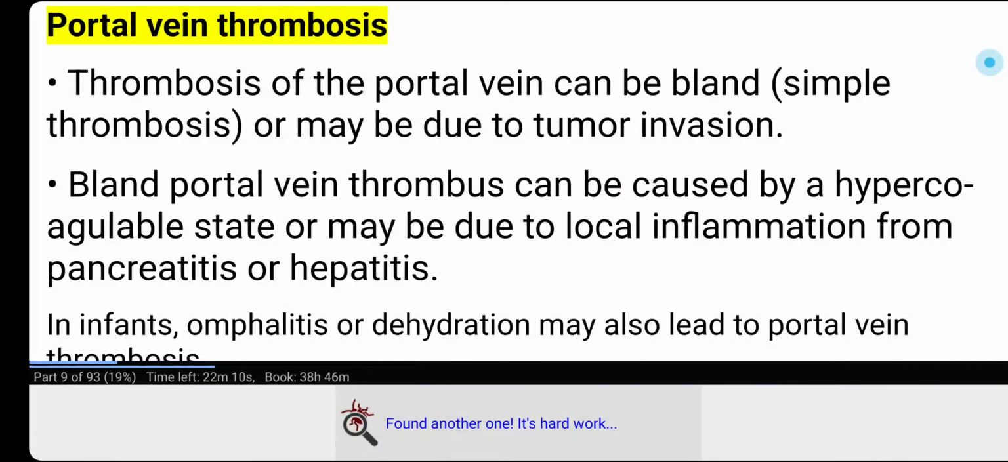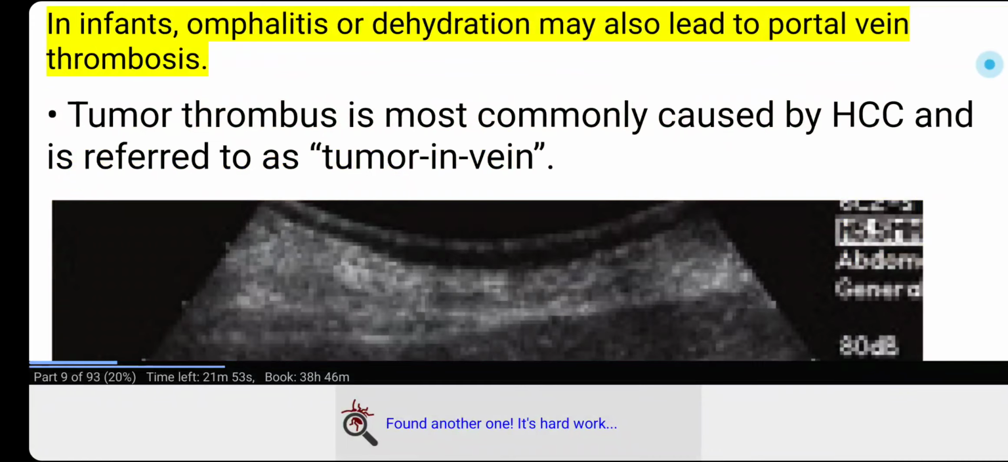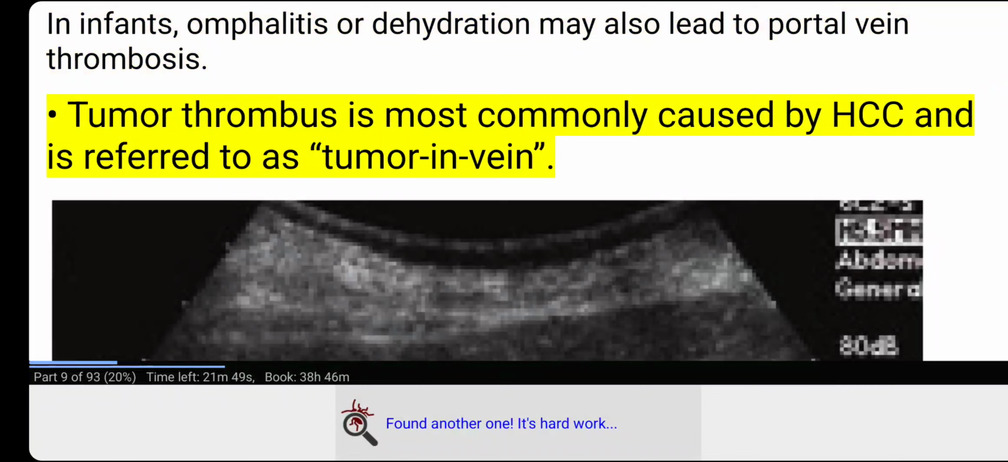Portal vein thrombosis. Thrombosis of the portal vein can be bland, simple thrombosis, or may be due to tumor invasion. Bland portal vein thrombus can be caused by a hypercoagulable state or may be due to local inflammation from pancreatitis or hepatitis. In infants, omphalitis or dehydration may also lead to portal vein thrombosis. Tumor thrombus is most commonly caused by HCC and is referred to as tumor in vein.